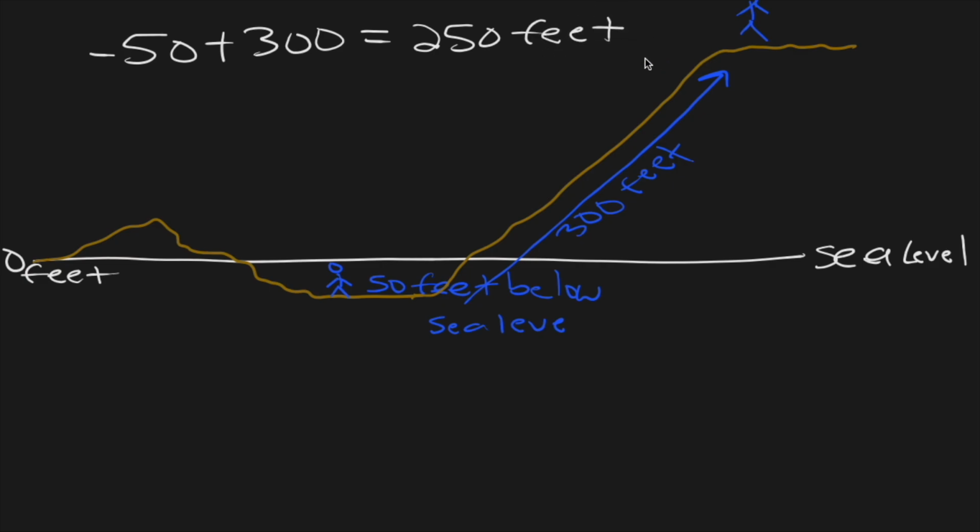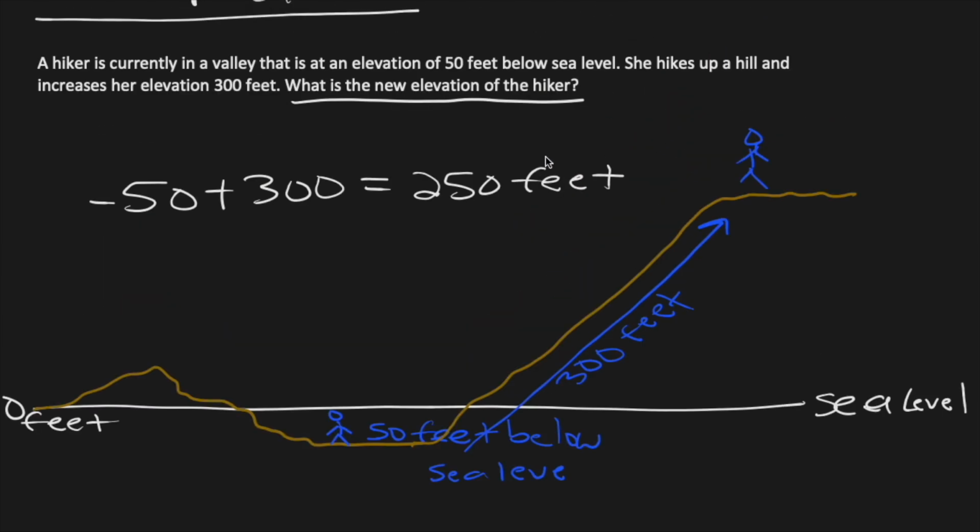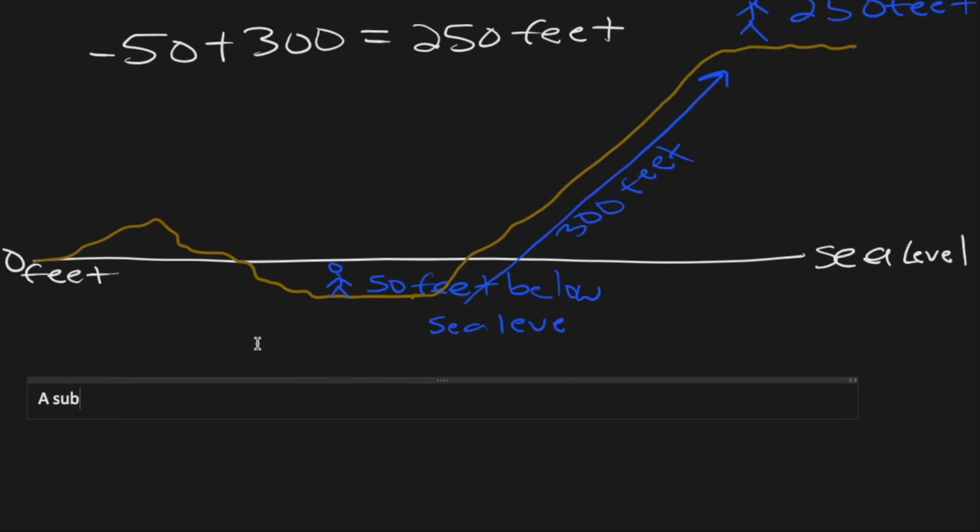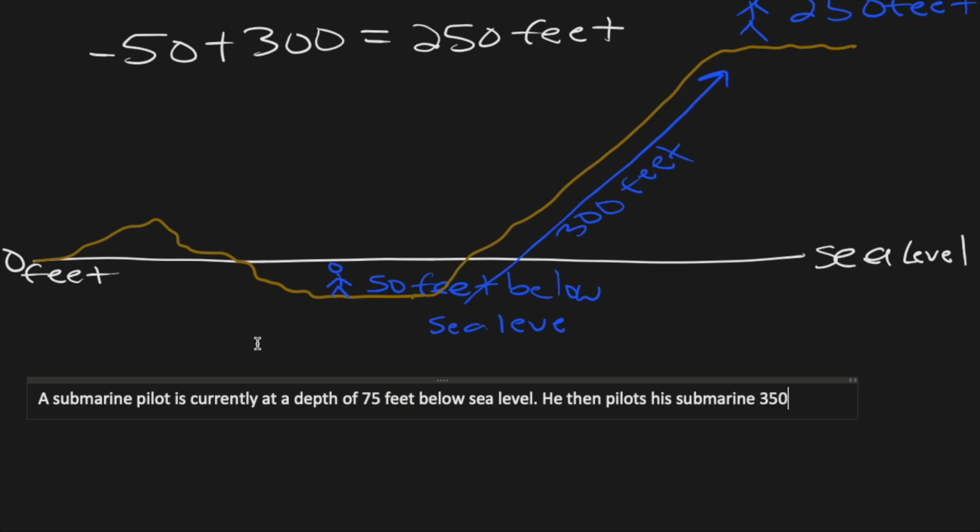And negative 500 plus 300 equals negative 200 feet. So the question asked, what is the new elevation of the hiker? The new elevation of the hiker is negative 200 feet. Another word problem. A submarine pilot is currently at a depth of 75 feet below sea level. He then pilots his submarine 350 feet lower. What is the new depth?